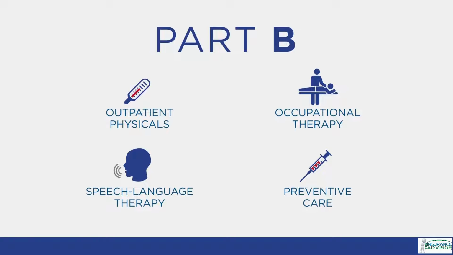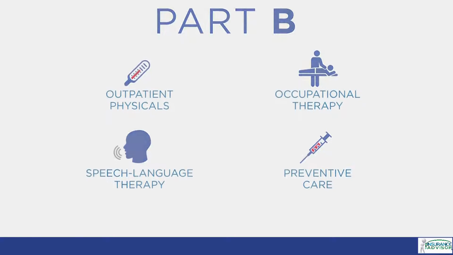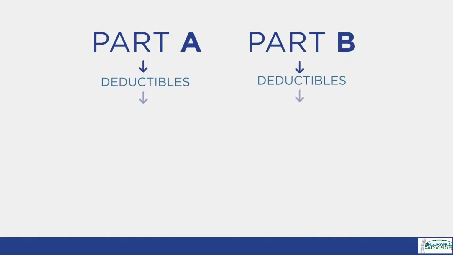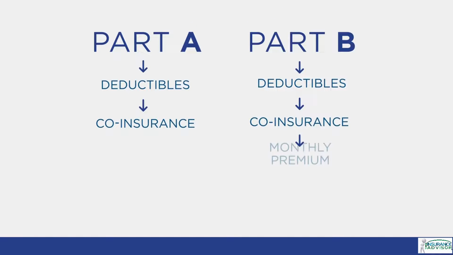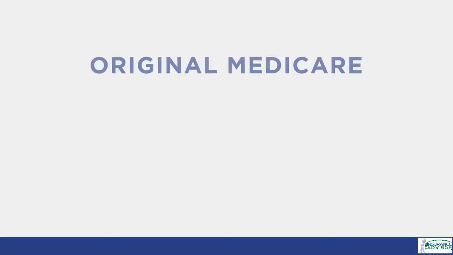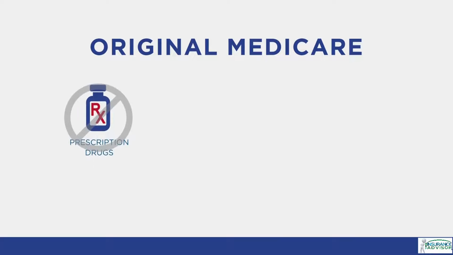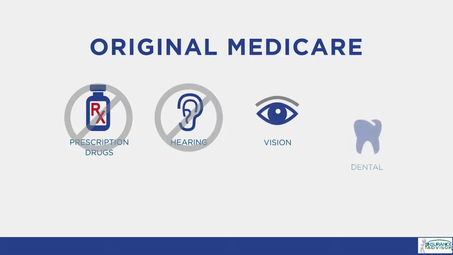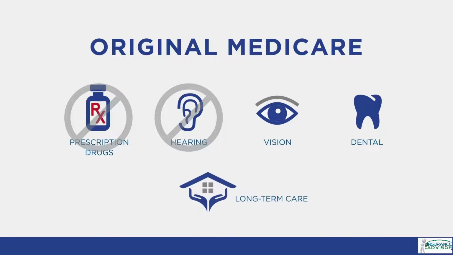Original Medicare covers many essential services, but it doesn't cover everything. Both Medicare Parts A and B have deductibles and coinsurance. While Part B requires a monthly premium, most people do not pay a Part A premium. Additionally, Original Medicare does not cover prescription drugs or offer additional benefits like hearing, vision, or dental. Long-term care or custodial care, such as most nursing homes, are also not covered by Part A or Part B.